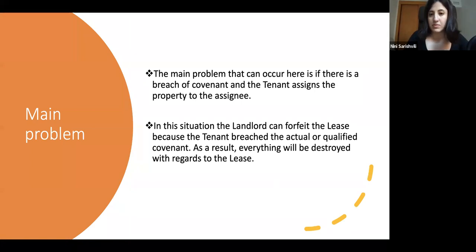So the main problem that can occur, as we already said, is if there is a breach of covenant and the tenant assigns the property to the assignee. And in this situation, the landlord can forfeit the lease because the tenant breached the absolute or qualified covenant, and everything will be destroyed with regards to the lease.